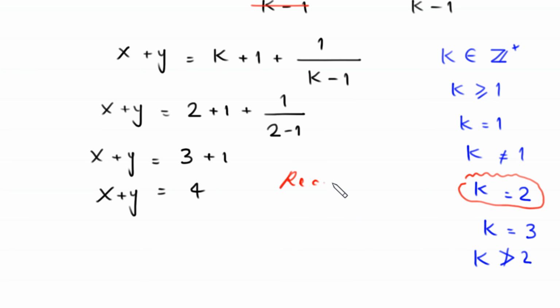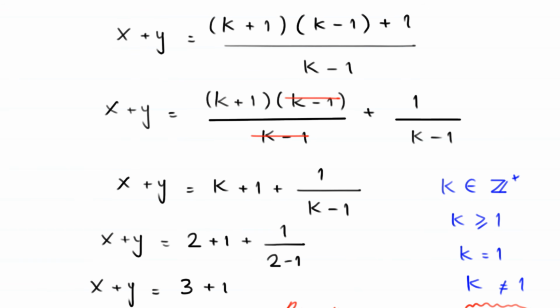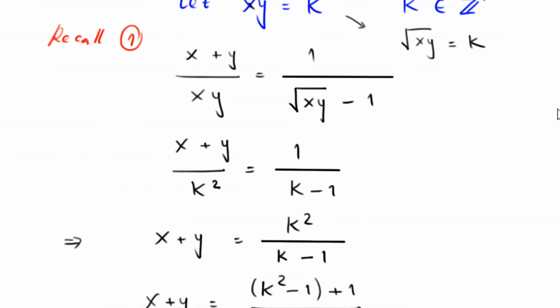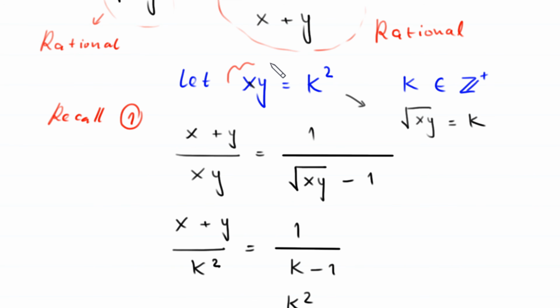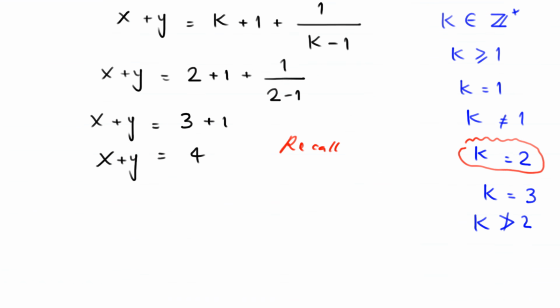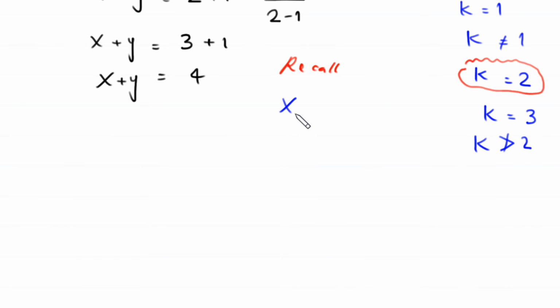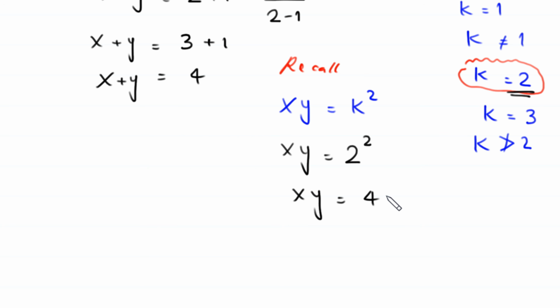Now recall that we have supposed that x times y equal to k squared. Since k is equal to 2, this will become x times y equal to 2 squared, and xy will be equal to 4. And from this equation, if we move this x to the right hand side, this implies that y is equal to 4 minus x.